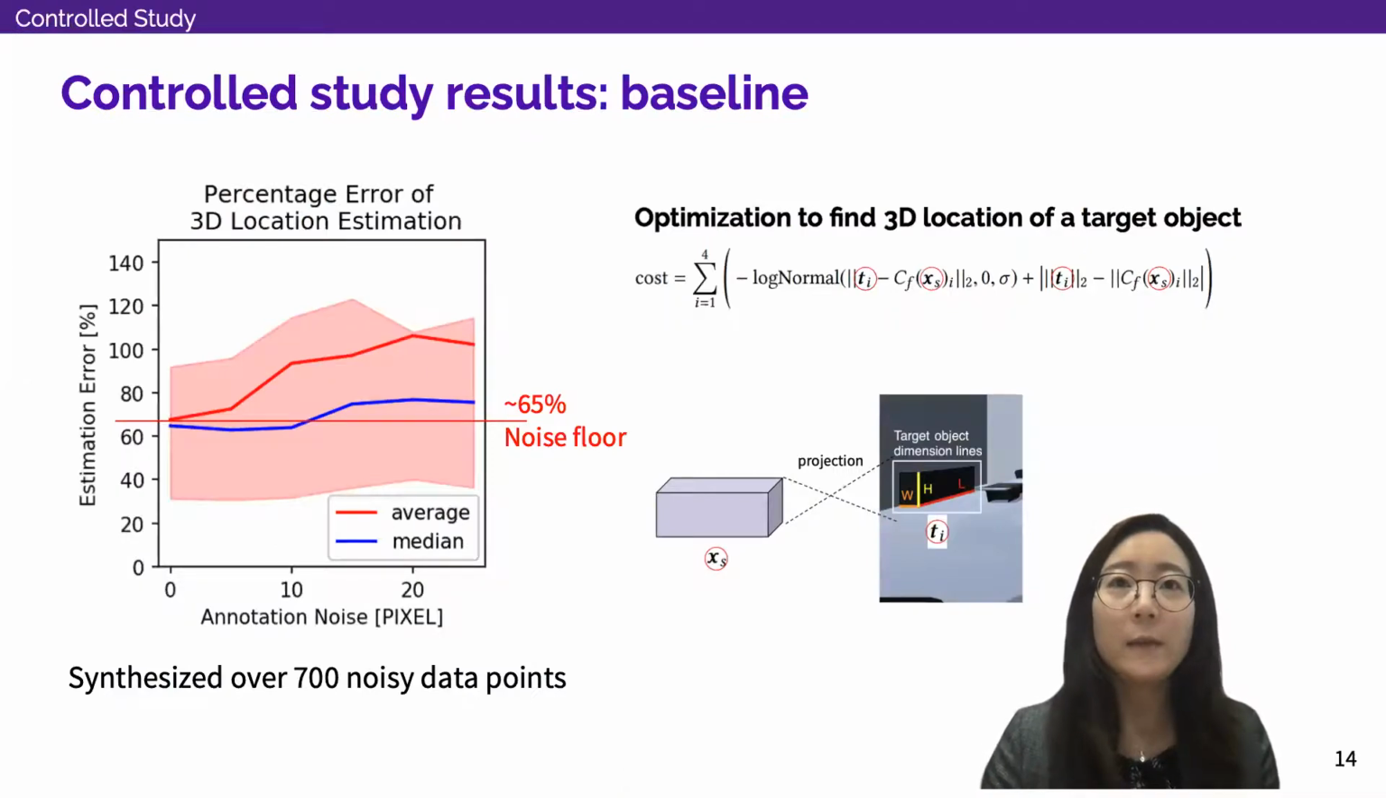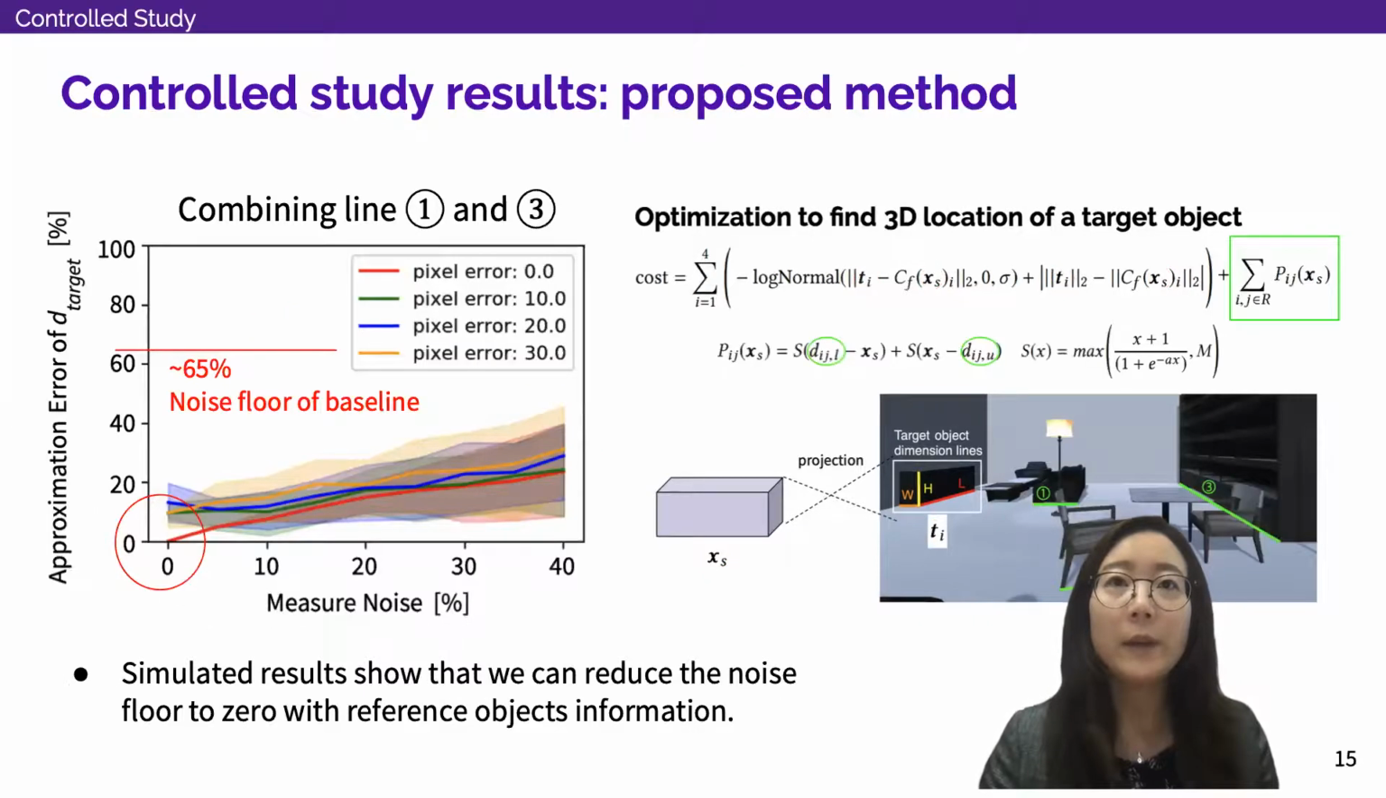To understand the effectiveness of our proposed approach, we ran a control study. We first ran it for the baseline method, which doesn't have the penalty function. The result shows that there is a 65% average noise floor, even with 0 annotation noise in the target object. But if we ran the same study with the proposed method, which uses the penalty function, the noise floor can be reduced to 0 theoretically.